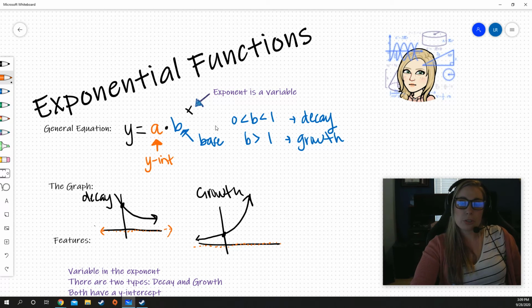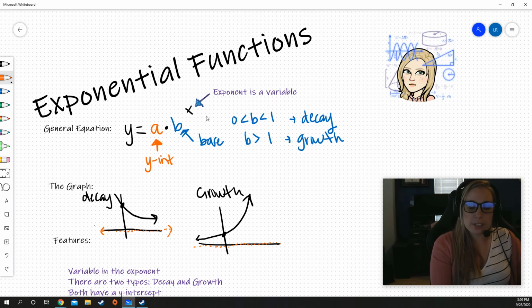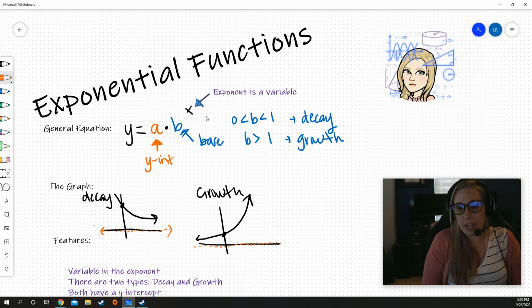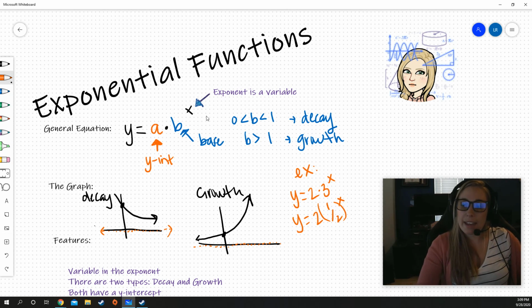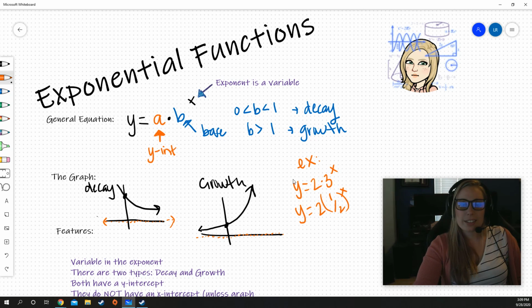What I encourage you to do now is to go into Desmos and write some of your own exponential equations and see what happens as you change your a and your b. So examples, maybe plug in y equals 2 times 3 to the power of x. Maybe plug in y equals 2 times 1/2 to the power of x. And then start changing your a and see what happens. So I challenge you to go to Desmos and start analyzing exponential functions.